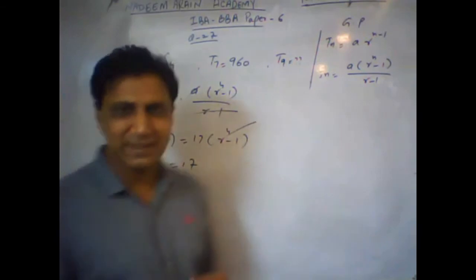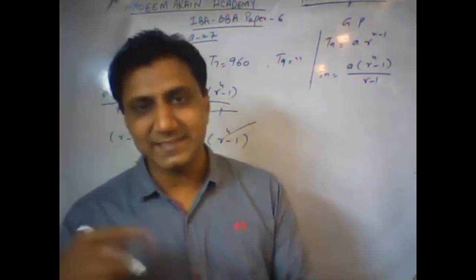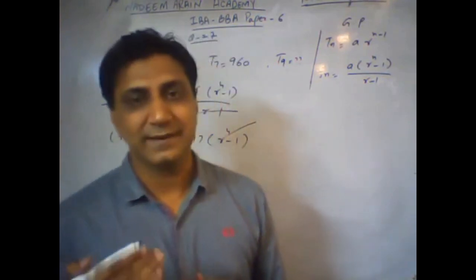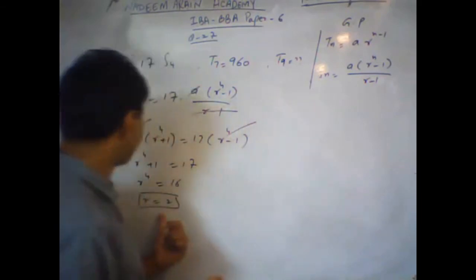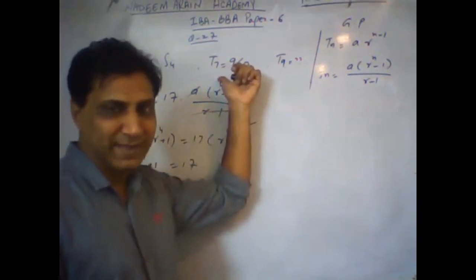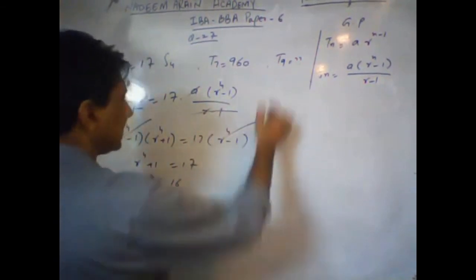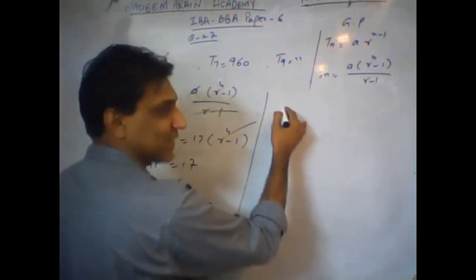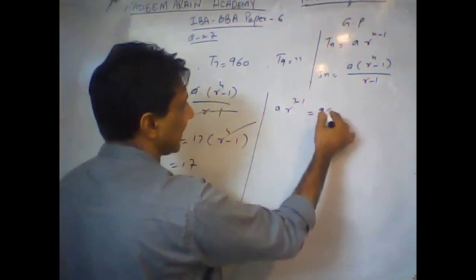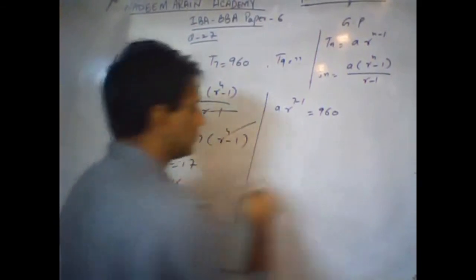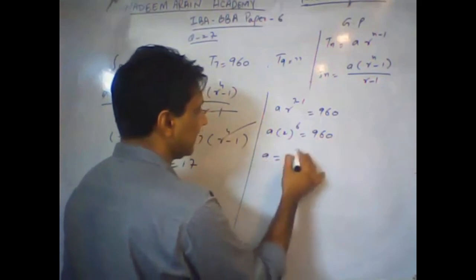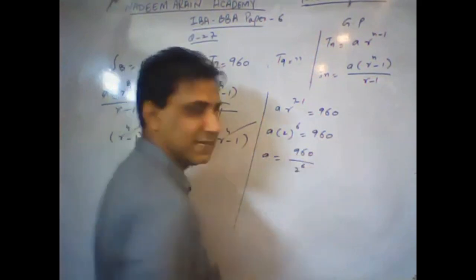Why did I take only the positive value? Because the question says this is a positive and increasing sequence. If this is an increasing sequence, the ratio must be a positive number greater than 1. So the ratio is 2 in this case. Now we have to make another equation for finding a here. T7 is equal to 960. T7 means a r power 7 minus 1 is equal to 960. As we know the ratio r is equal to 2, so a times 2 power 6 is equal to 960. So we have a equal to 960 over 2 power 6.